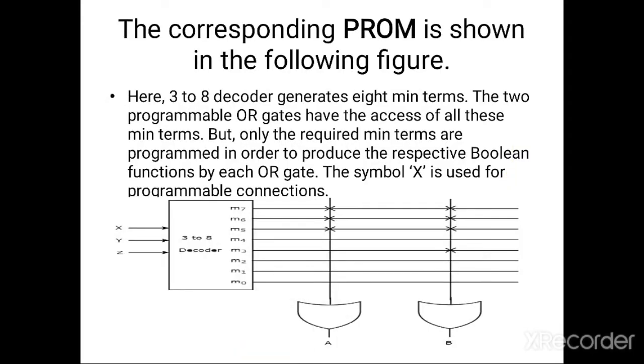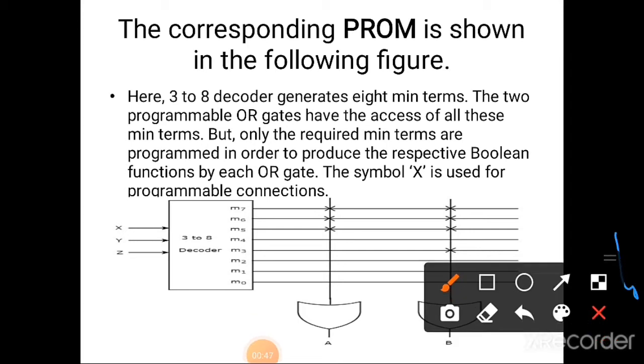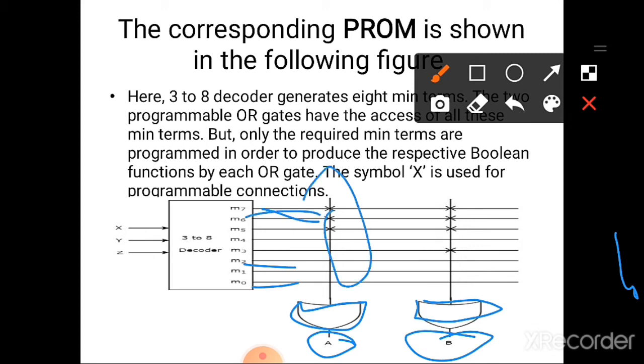Two functions are there. For those two functions, we are using two OR gates: for A, one function, and another function is B. Here two OR gates are used. So this OR gate can access all these 8 terms, M0 to M7. These all 8 minterms can be accessible by these two OR gates.